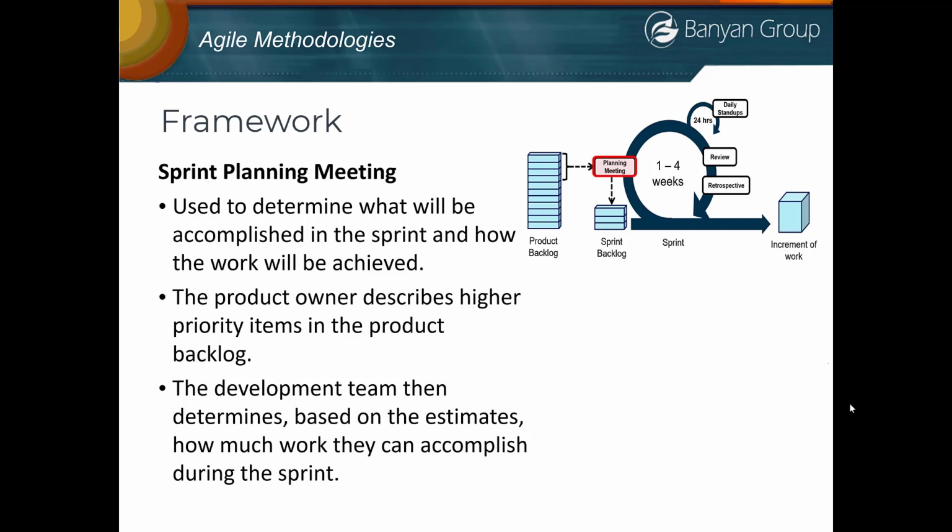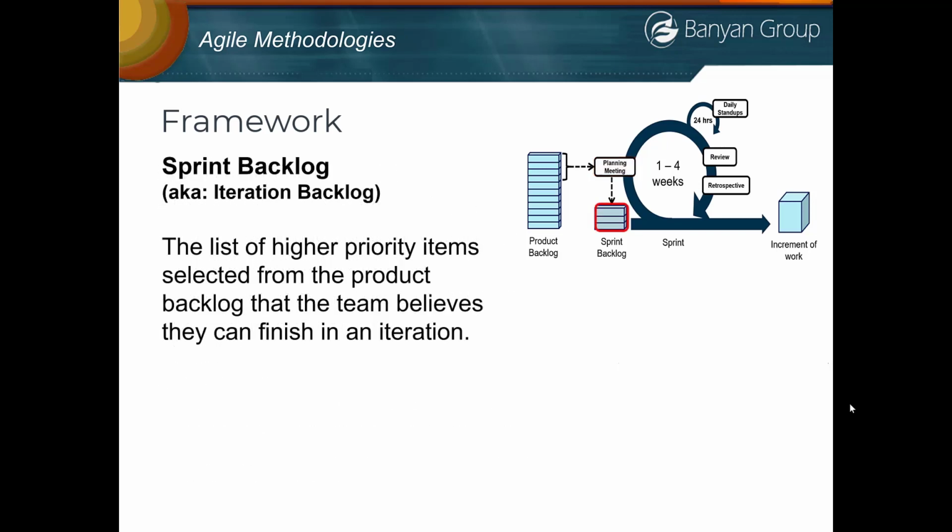In the second half of the meeting, the team commits to how much work they think they can get done, and then they use the rest of the meeting to decide how they're going to do that work in the next 1 to 4 weeks. Now, the sprint backlog, also known as the iteration backlog, is a list of those higher priority items that the team drew from the top of the product backlog that they believe they can finish in the next iteration.